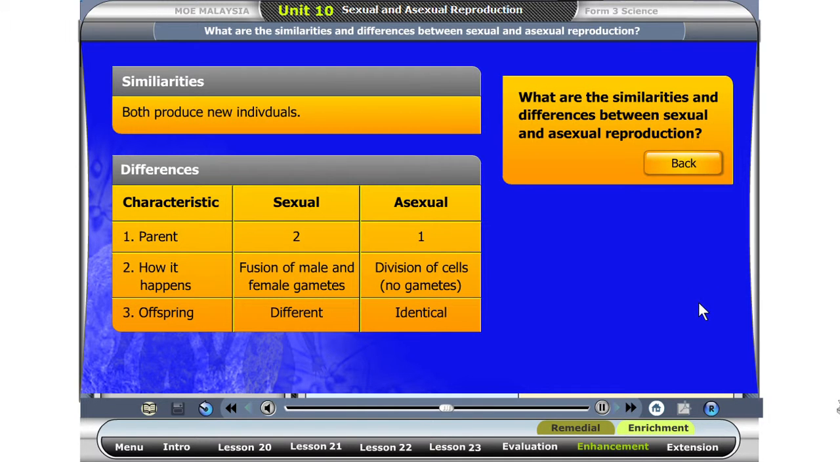The result of both sexual and asexual reproduction is a new individual. Sexual reproduction requires 2 parents. However, asexual reproduction only requires a single parent. In sexual reproduction, the male and female gametes fuse together during fertilization to produce a new individual. In asexual reproduction, the cell divides and becomes a new individual. Variation occurs in sexual reproduction, whereas each individual is an exact duplicate of its parent in asexual reproduction.